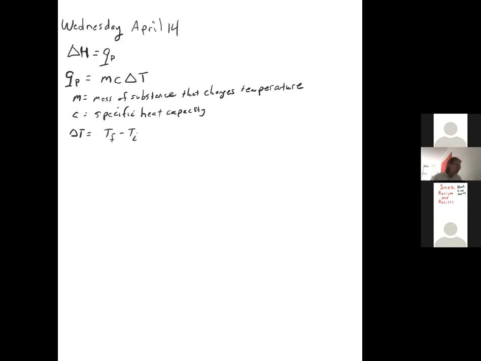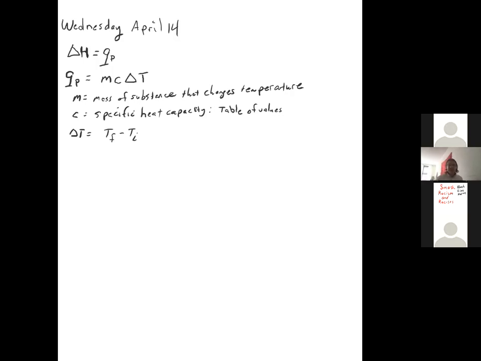Typically, we can find specific heat capacities in some table of values. We can measure the mass of a substance pretty easily. And if we have a thermometer, we can measure the temperature and get the temperature change. So we can actually calculate delta H out of this. It's kind of cool. So let's take a look at an example.